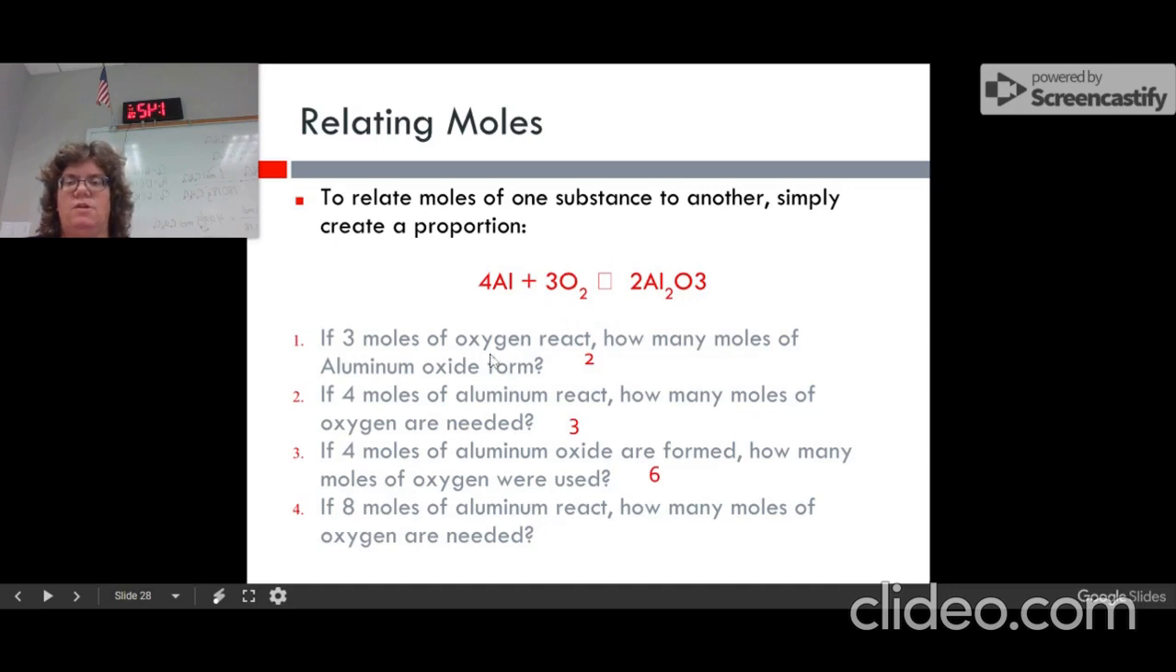Now the last question says, if 8 moles of aluminum react, how many moles of oxygen are needed? With this question, we're looking only at our ingredients, only at our reactants. If we have 8 moles of aluminum, again, the recipe is only 4, so to get to 8, we multiply by 2. How many moles of oxygen are needed? So again, we also need to multiply this by 2, and we see that 6 moles of oxygen are needed to react with 8 moles of aluminum.